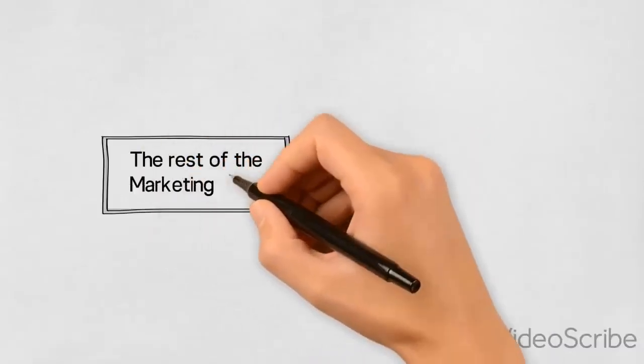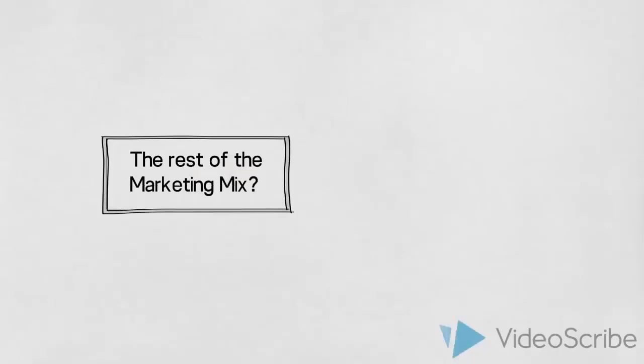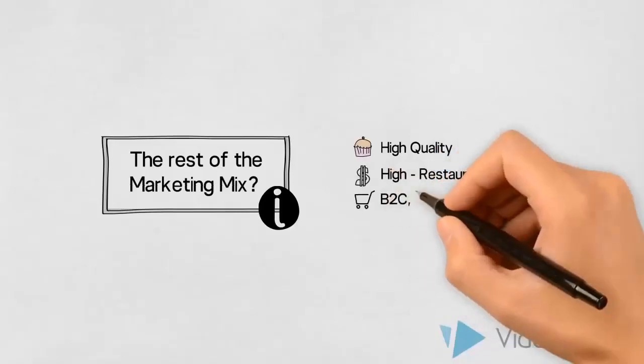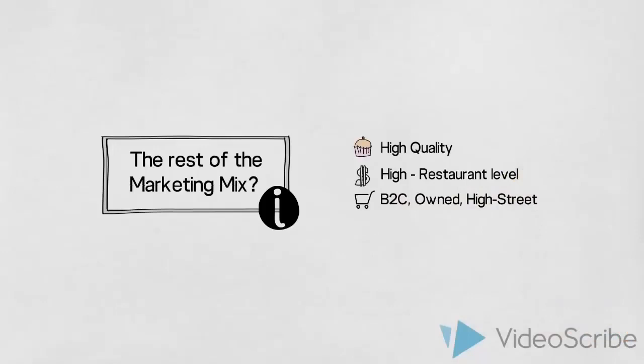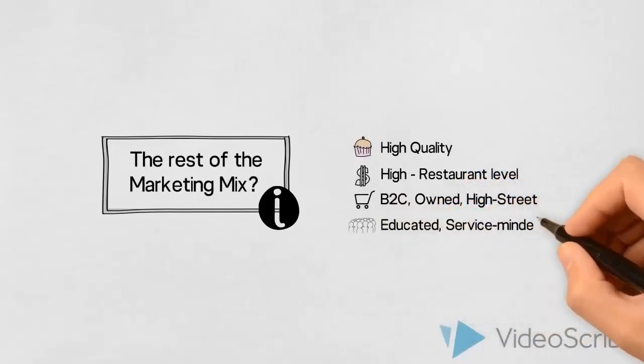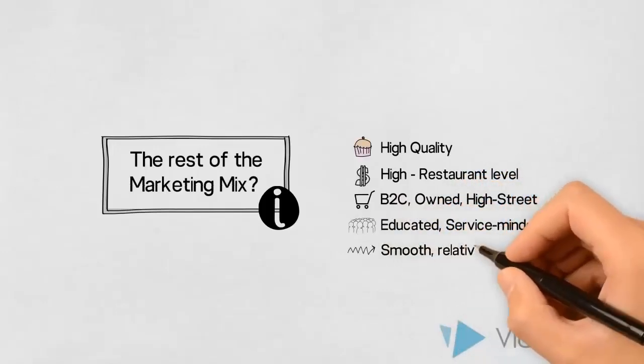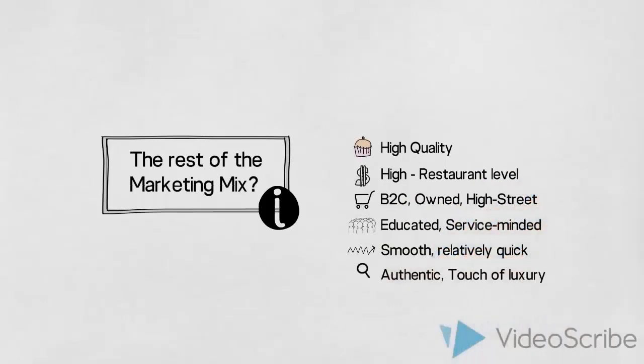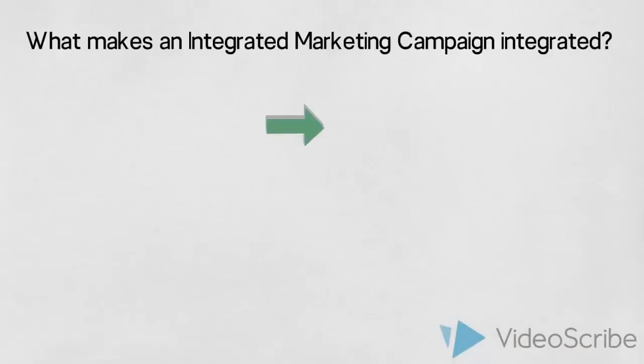Knowledge about the rest of the marketing mix is also important. The French cafe serves high-quality cakes and desserts created by educated confectioners. Prices are at the level of high-end restaurants. The cafe is run by the owner himself, and it's located in a busy shopping area of the city. The service and process is of a high standard, and the interior matches. This will also guide us in the design of the integrated marketing campaign.